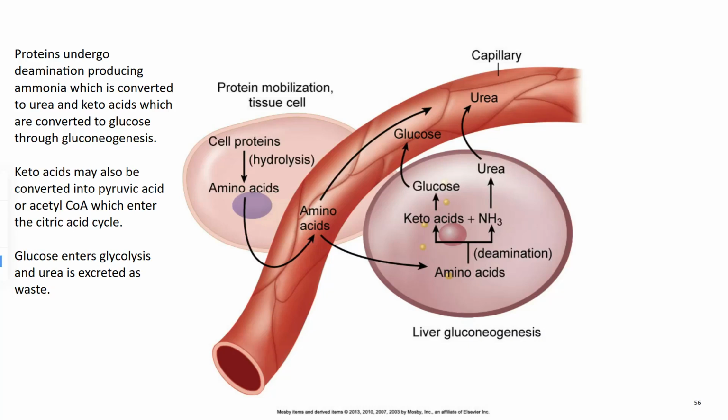So proteins, this is just another diagram of the deamination. So proteins undergo deamination, producing ammonia, which is converted to urea, and keto acids, which are converted to glucose through gluconeogenesis. Keto acids may also be converted into pyruvic acid or acetyl-CoA, which enter the citric acid cycle. Glucose enters glycolysis, and urea is excreted as waste. So you can take a minute to pause the video and review this diagram.